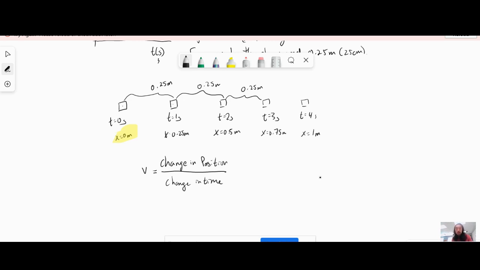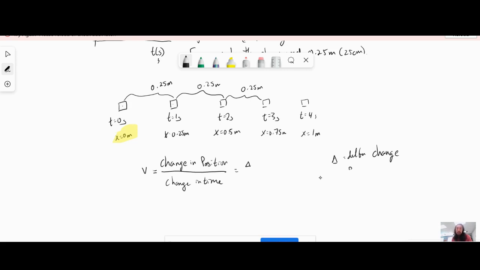Now, if we were to do this in shorthand, we could represent the word change with a triangle. That triangle is a Greek letter called delta, so I'll put that off to the side. And delta simply means change. Now, for us in physics, change is a very specific definition.